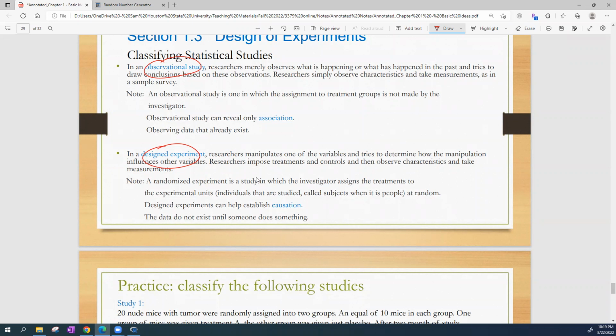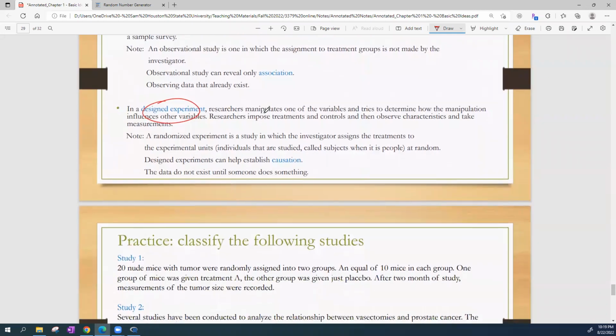And the second one, design experiments can help establish causation. Now it is not only association. We can actually establish causation based on the design experiment. And the data do not exist until someone does something. So that's the difference between observational study and design experiment.